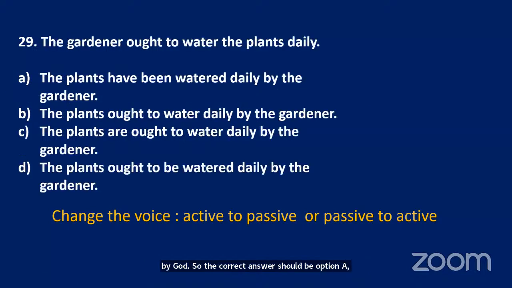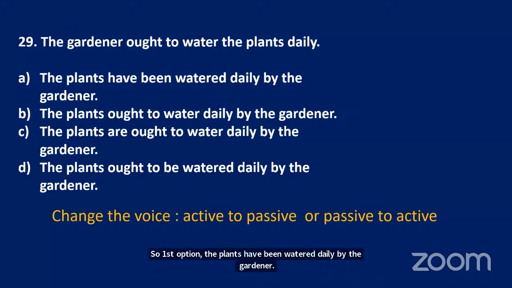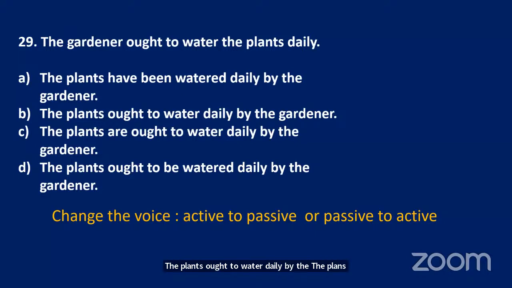See the next question. The gardener ought to water the plants daily. So first option, the plants have been watered daily by the gardener. The plants ought to water daily by the gardener. The plants are ought to water daily by the gardener, or the plants ought to be watered daily by the gardener. Let's see who's giving me the correct answer.